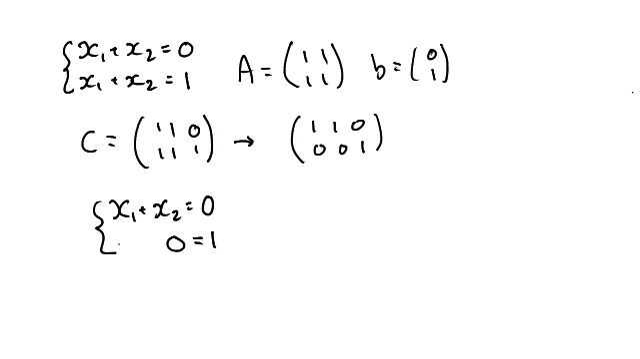It really says 0 times x1 plus 0 times x2 should be equal to 1. And that, of course, is impossible. There are no x1 and x2 such that 0 times x1 plus 0 times x2, which is always 0, can be equal to 1.